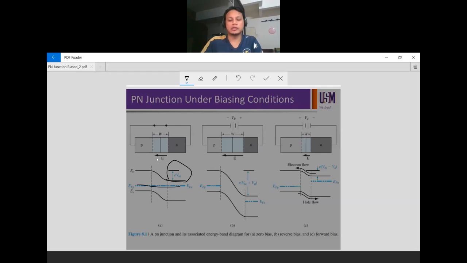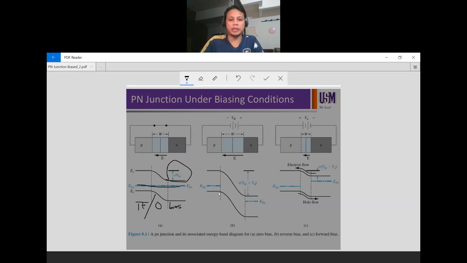So as I told you last time, you should be able to draw the PN junction band diagram. This part A is for thermal equilibrium, or we also call it zero bias. No bias, huh? We discussed this one yesterday, right? Zero bias. Thermal equilibrium or zero bias.